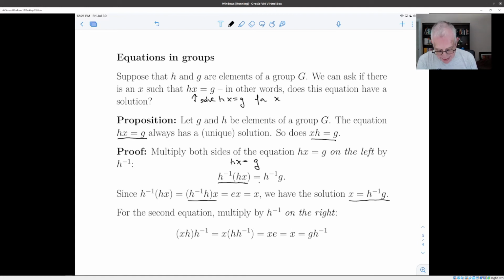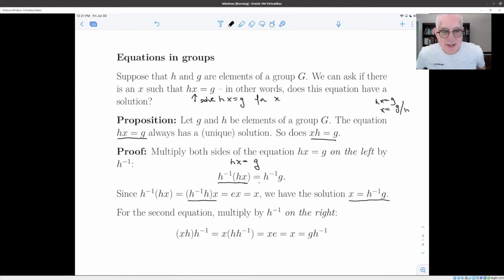If you did this in the other case where you have the equation XH equals G, then you multiply by H inverse on the right, and you get X equals GH inverse. Now, if you were just doing regular old algebra, maybe with rational numbers, and you had the equation Hx equals G, you would think, okay, well, the solution is G over H.